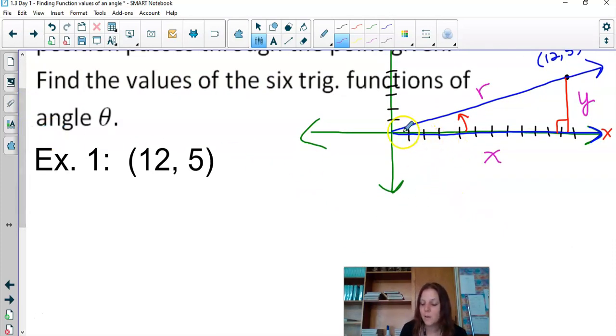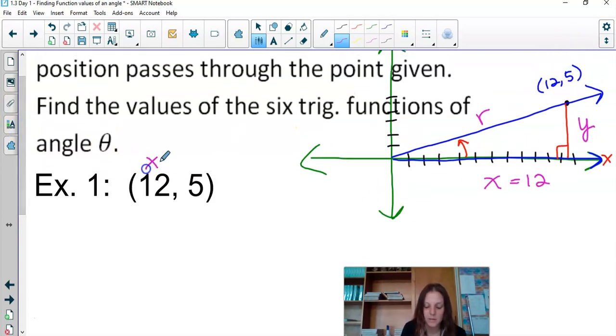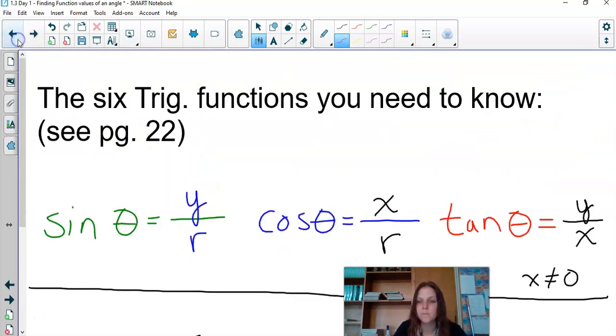Here's why. This point was 12 units over. And this point, the y value, is 5 units up. See it? This is x, this is y. So x was 12 and y is 5. What we need to figure out is how to find the r. So I'm going to flip back to the original slide.